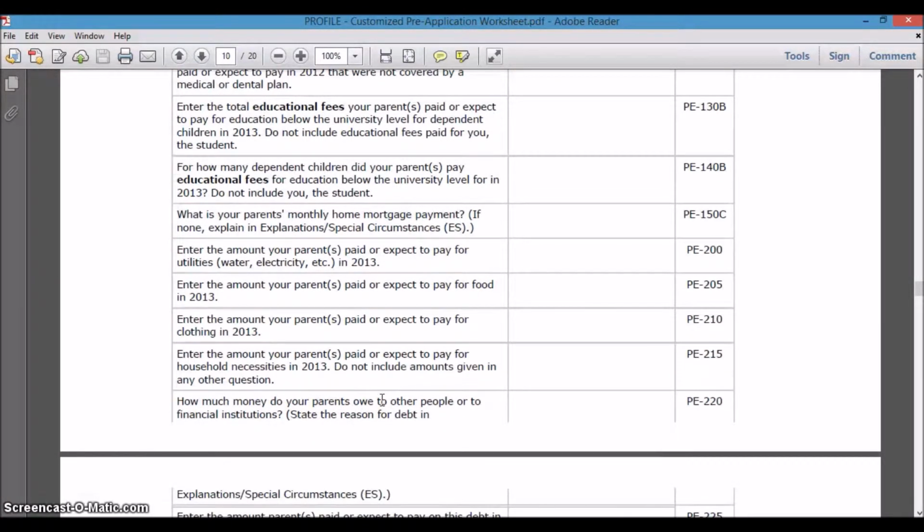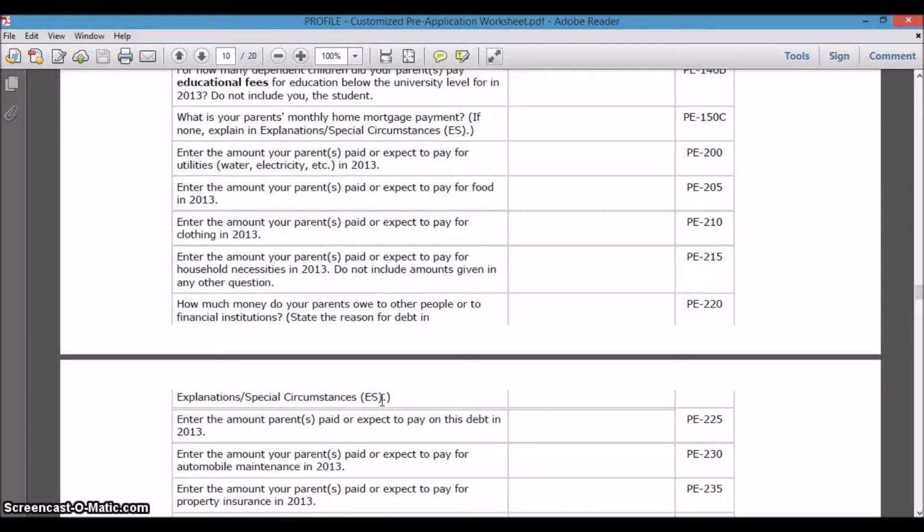Another thing that's important on this section is make sure that whatever amount you assign to every section adds up and is less than the amount that you put as their salary. You cannot be spending more money than you're getting, or spending equal amounts of money to what you're getting. So make sure that it's less, because you do have savings, and make sure it all adds up properly.